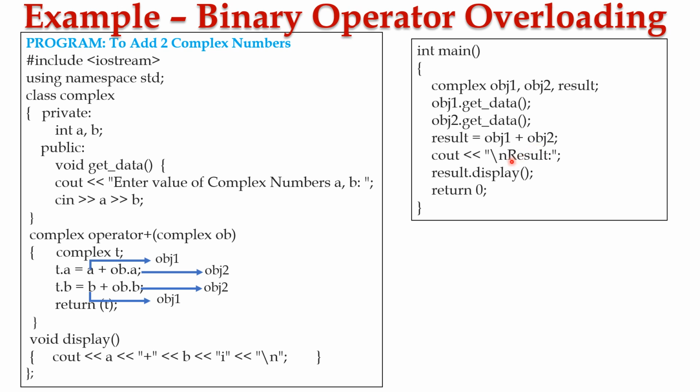Next, we are displaying the message "Result" to the user using the cout statement. Using the result object, we are accessing the method display. Finally, return 0 comes here, which implies a successful execution of the code.